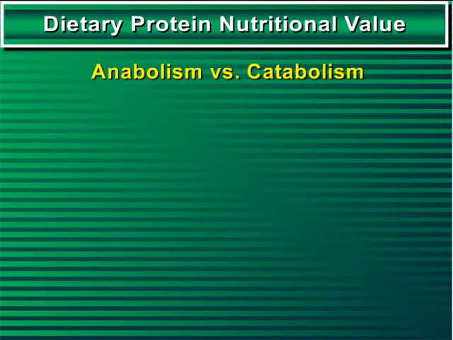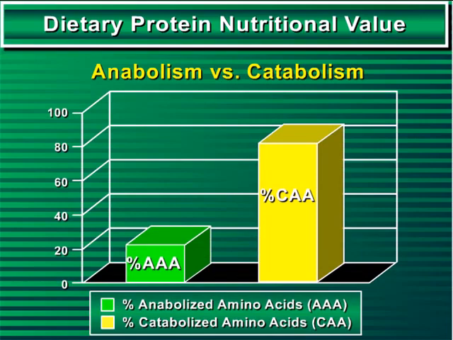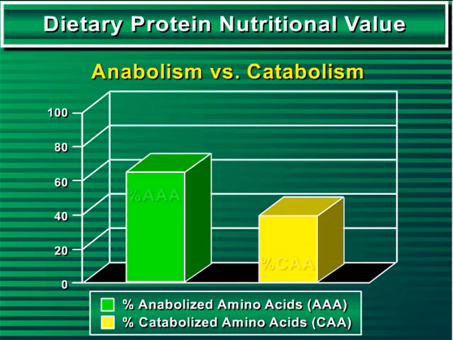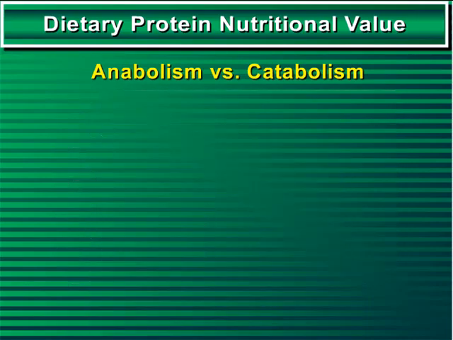Anabolism versus catabolism. The percentage of a protein's anabolized amino acids is inversely proportional to that of those catabolized. Therefore, the higher the percentage of AAA, the lower that of CAA, and vice versa.